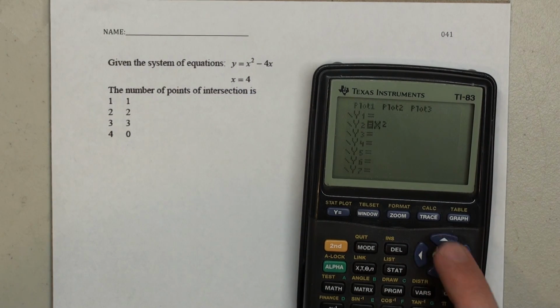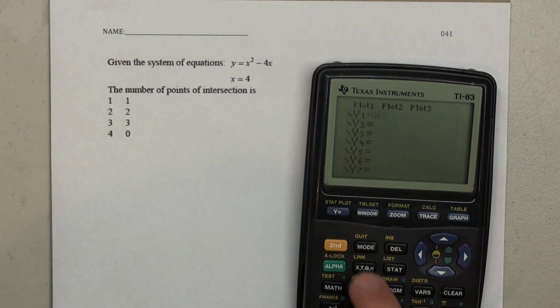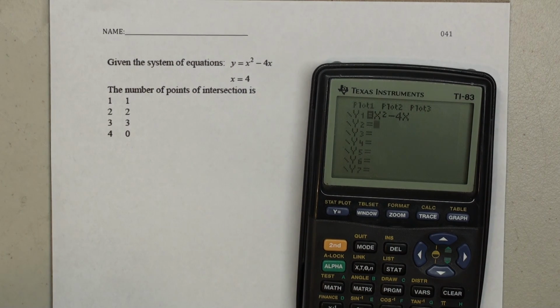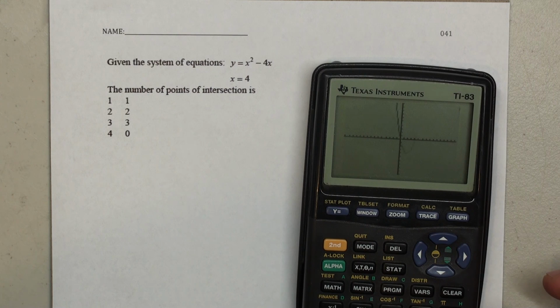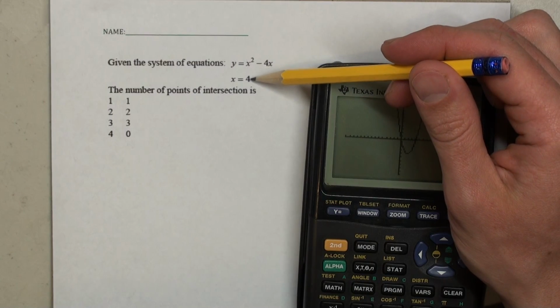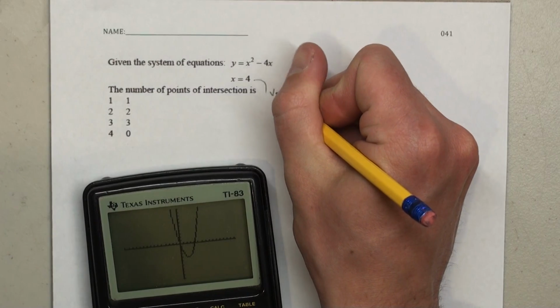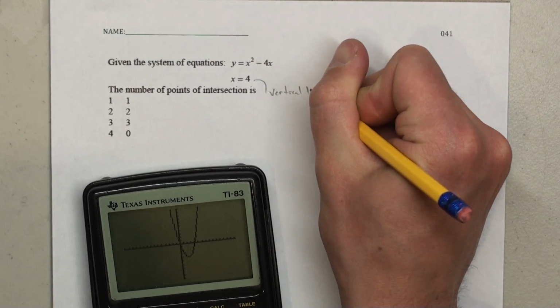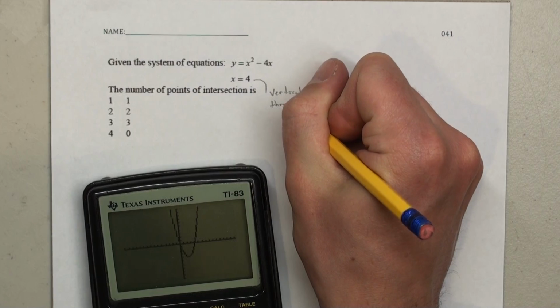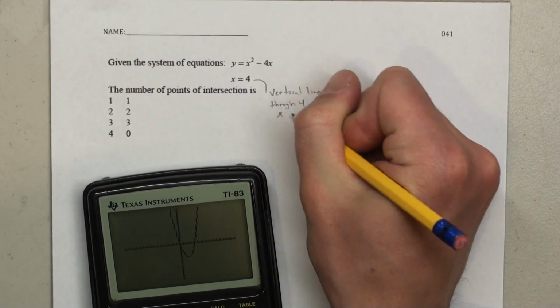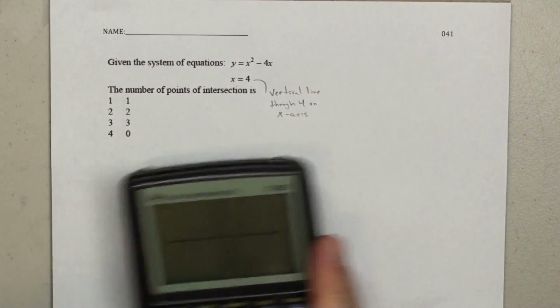y equals x squared minus 4x. Now we can't put x equals 4 into the calculator. It only does y equals. So let's just plot x squared minus 4x. There you go. Okay? Now, x equals 4, remember, is a vertical line through 4 on the x axis.